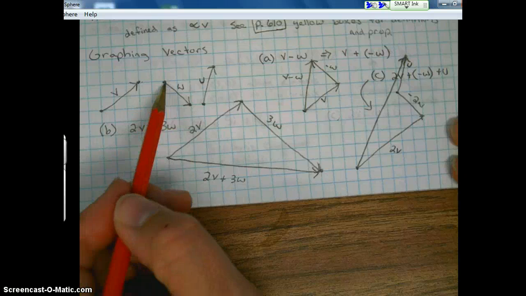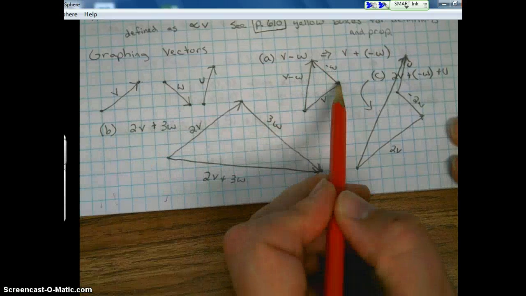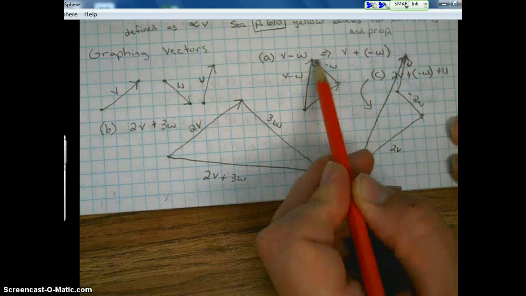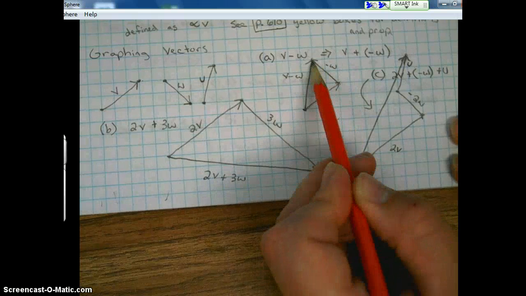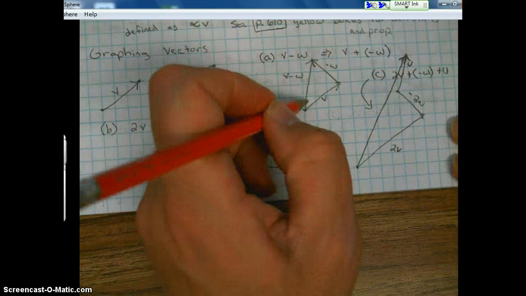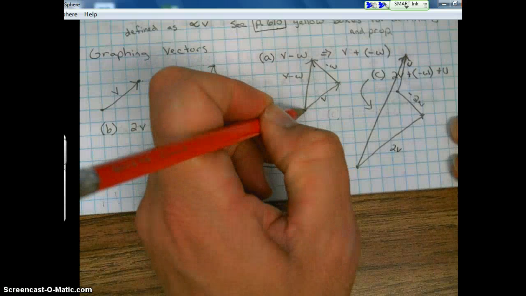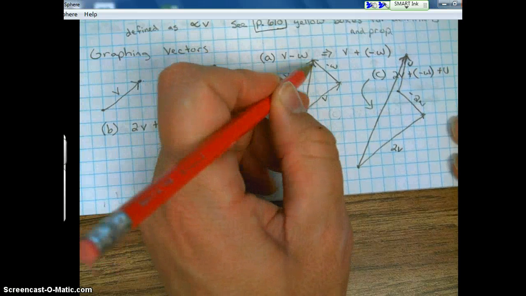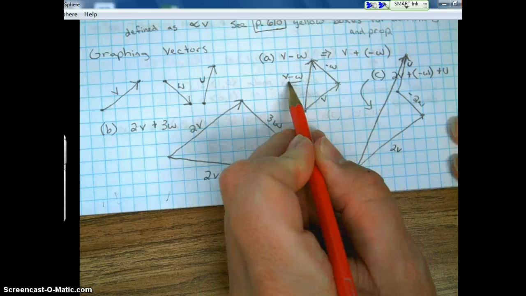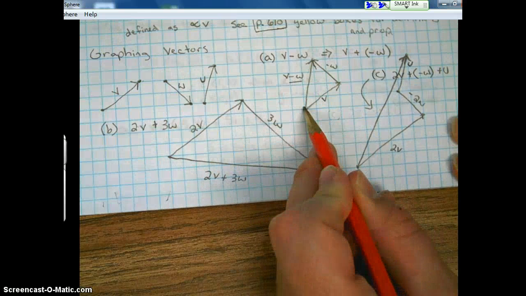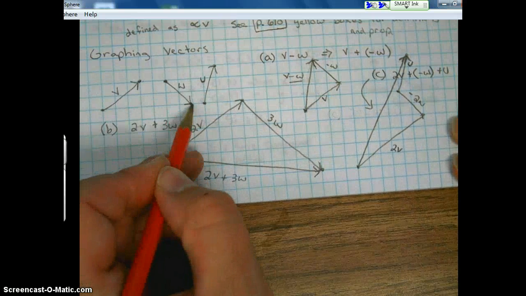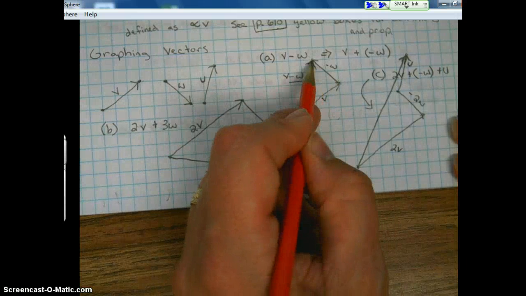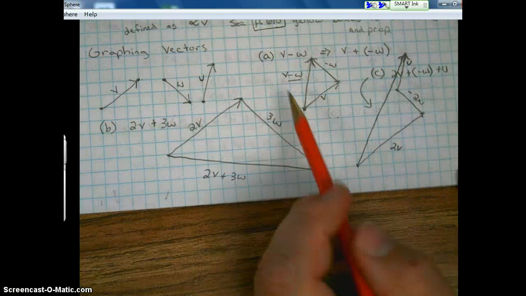So instead of going down to the right 2 from here, we go the other direction. So we go up to the left 2. Right there. And so our resultant vector is going to be this one, from the original starting point to the final terminal point. This is v minus w. Again, vector w went this way, so negative w goes the opposite direction. Okay? Let's look at the next one.